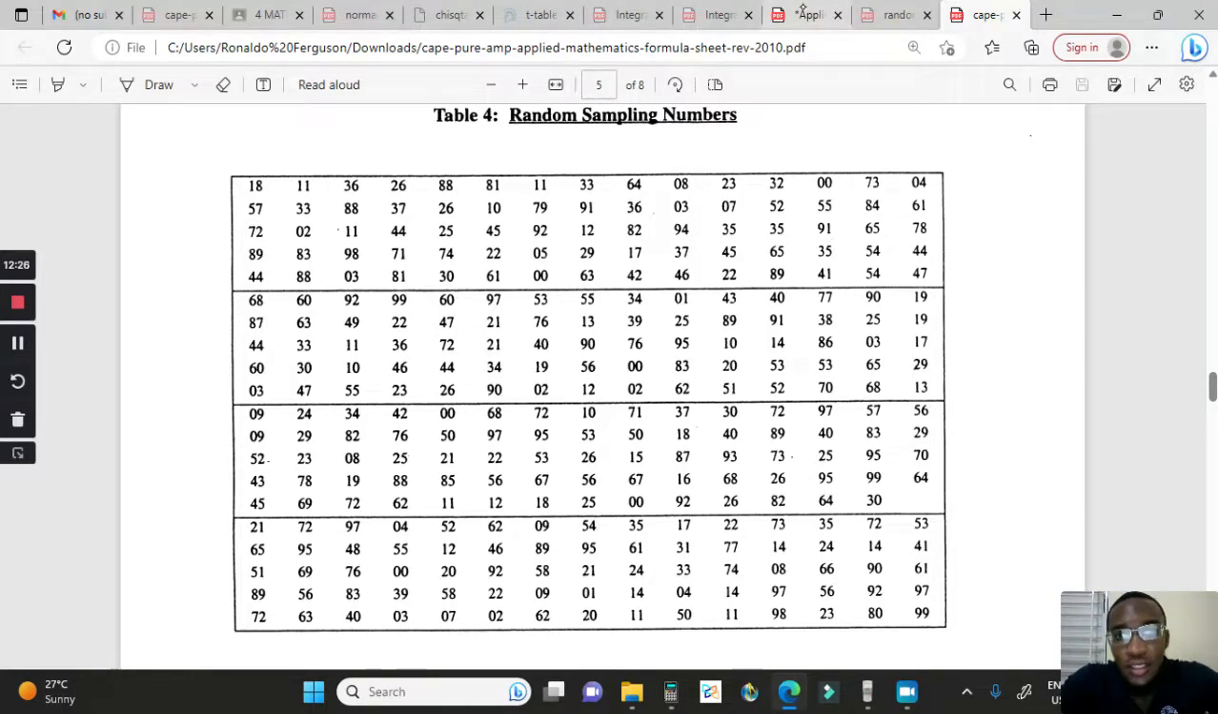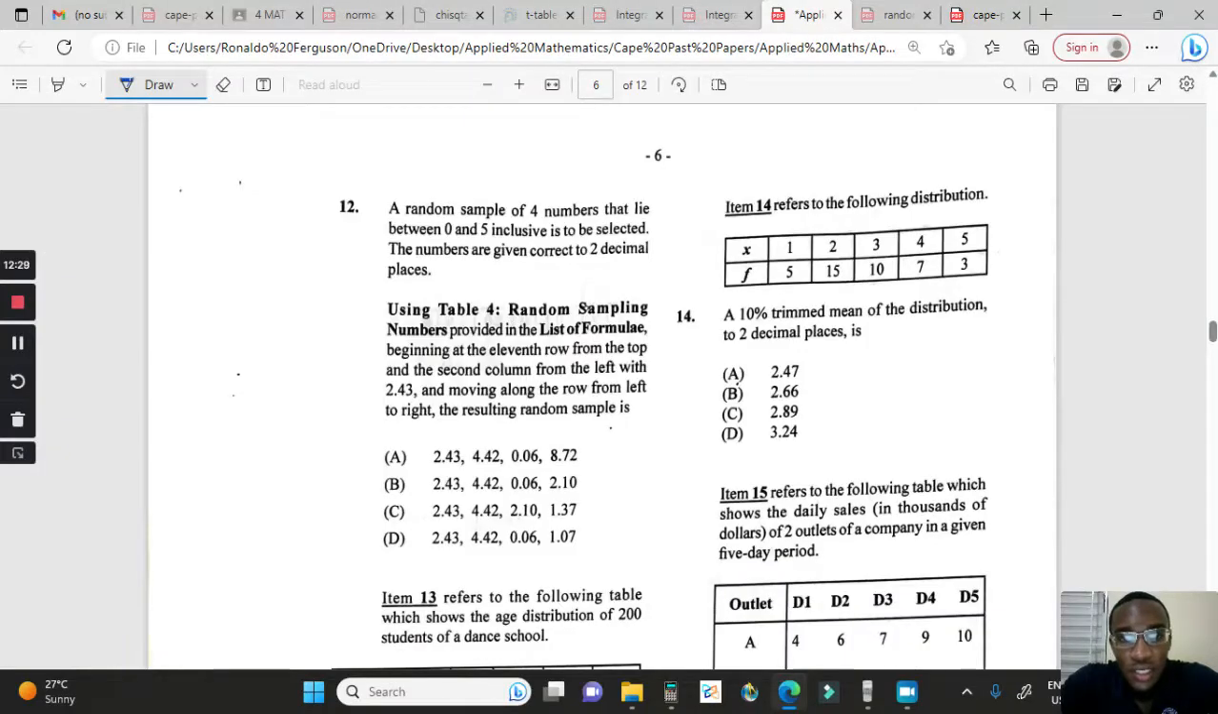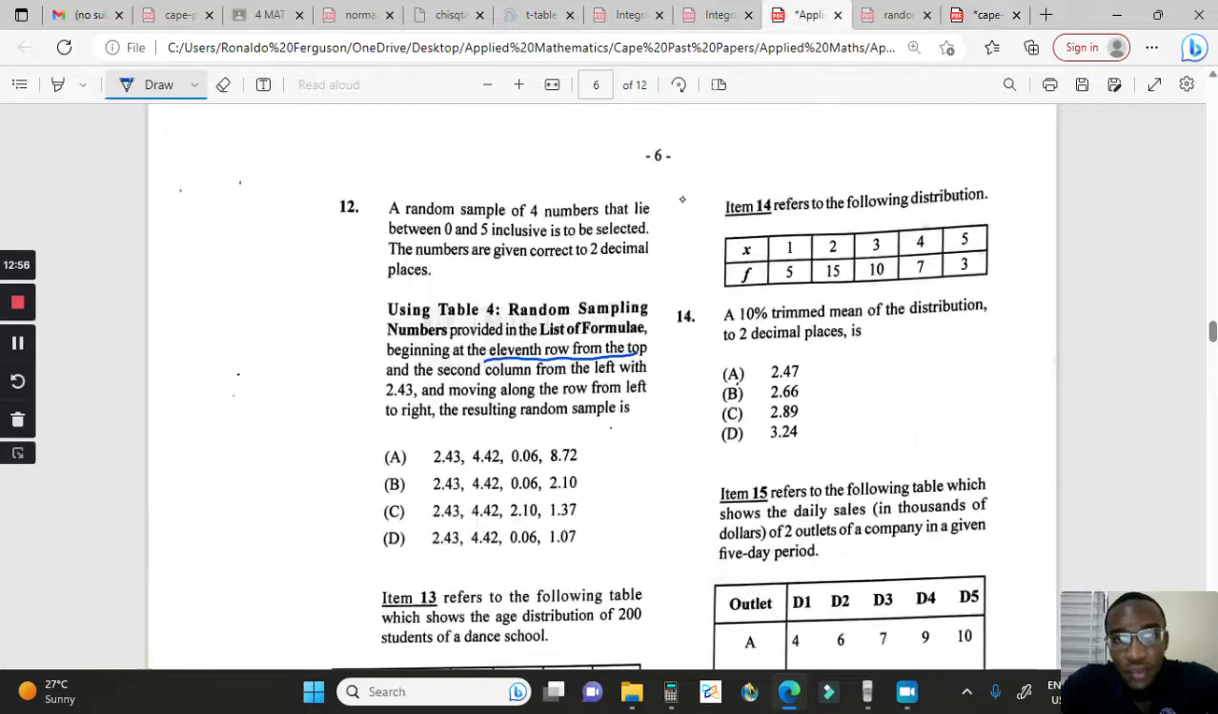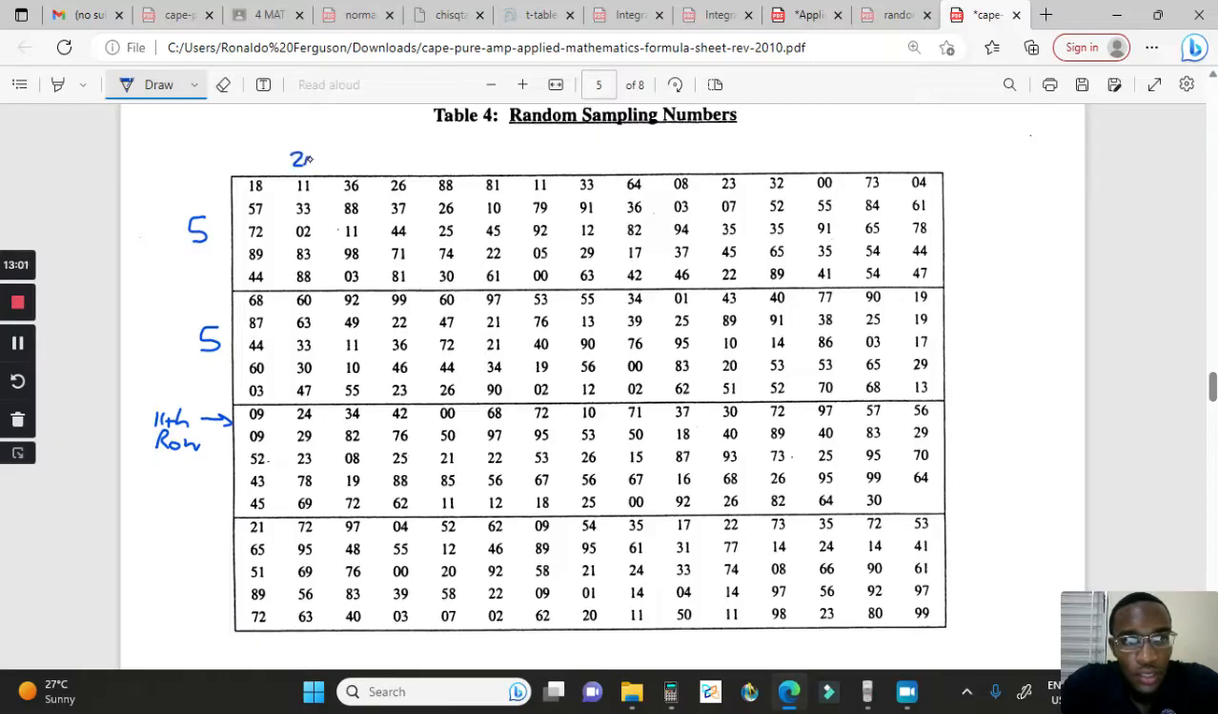And let's go back to the question. They say, using table 4, we need to write down the answers, right? So using table 4, beginning at the 11th row from the top, I'm going to count down 11 rows. 1, 2, 3, 4, 5, and another 5. So this is the 11th row from the top. And then they say that we should go to the second column. 1, 2, this is the second column. So this is the point we're at.